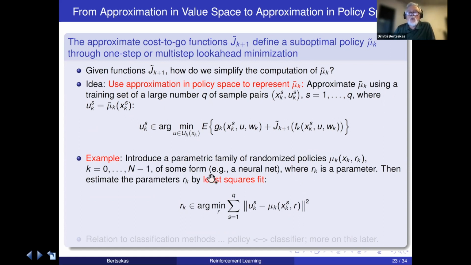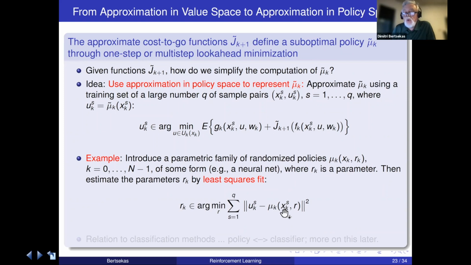So in particular, we can introduce a parametric function of policies, which involve a parameter r_k, which may come out from a neural network formulation or other formulation. And then we estimate the parameters by fitting the architecture to the training set that we have here. So look at this minimization.